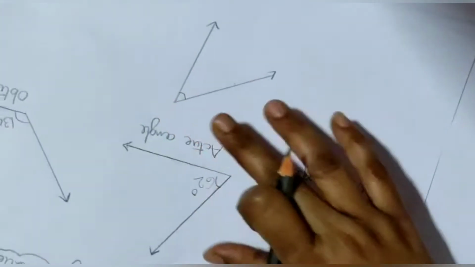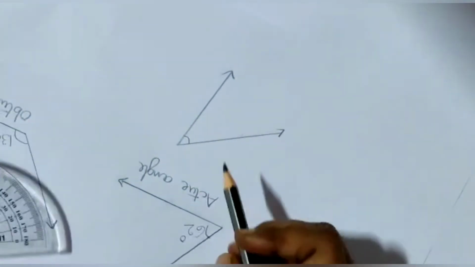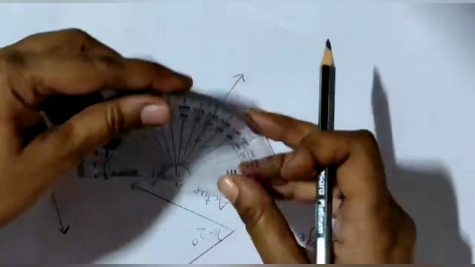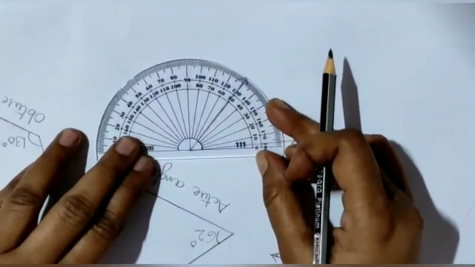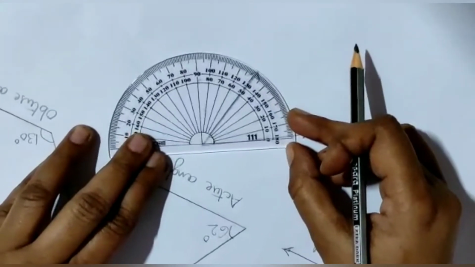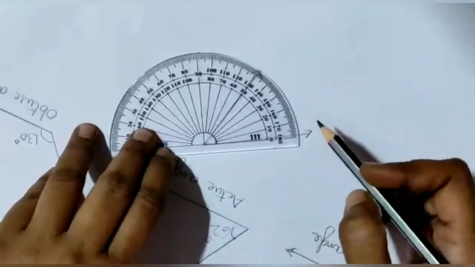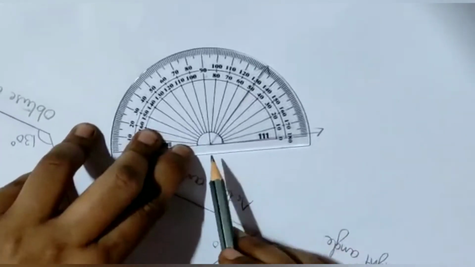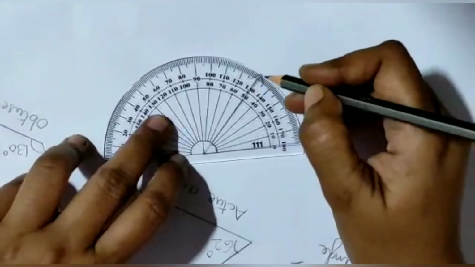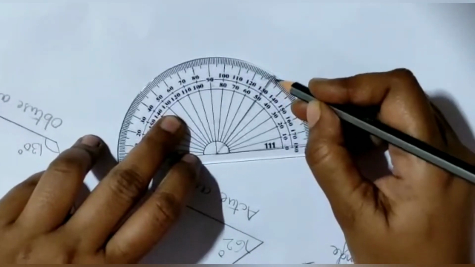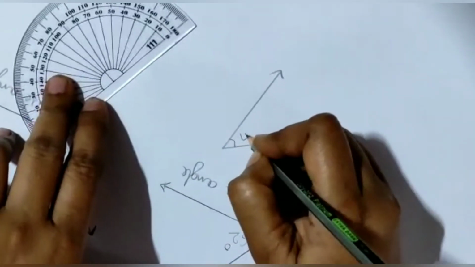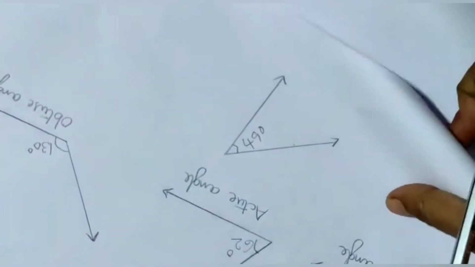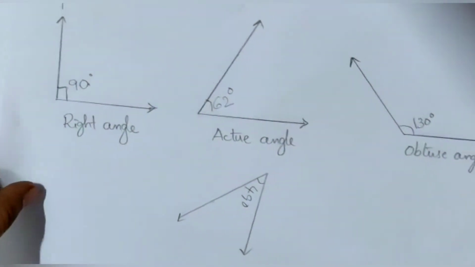So as usual, this is the vertex what we have, and keep any one arm as the base arm and keep the protractor here, and coincide the base line of the protractor and the base arm of the angle. Both must coincide. Now measure this angle. This is here 49 degrees. This angle is 49 degrees. So like this we need to measure the angle.